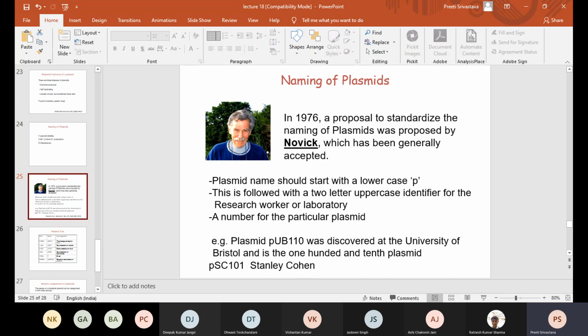So likewise, you can name your plasmid. For example, if it is Deepak's plasmid, the name will be pDJ1, pDJ2, something like this. If it is Dhwani, then it will be pDT. That is how the plasmid nomenclature is done. These days, university names, for example pIITD or something like that, are usually not followed because there are many labs and that creates confusion. Therefore, plasmids are usually named based upon the initials of the research scientist.